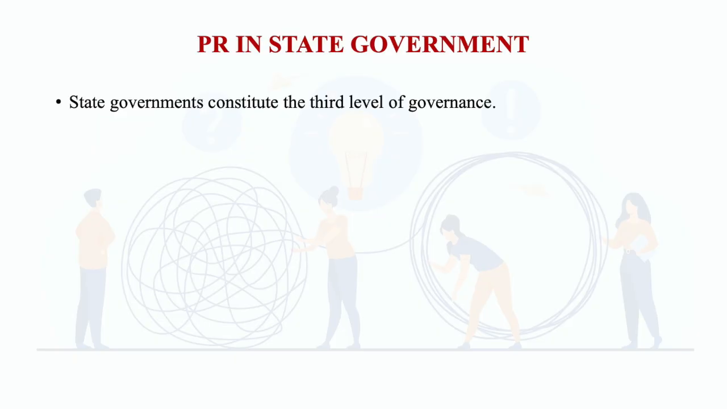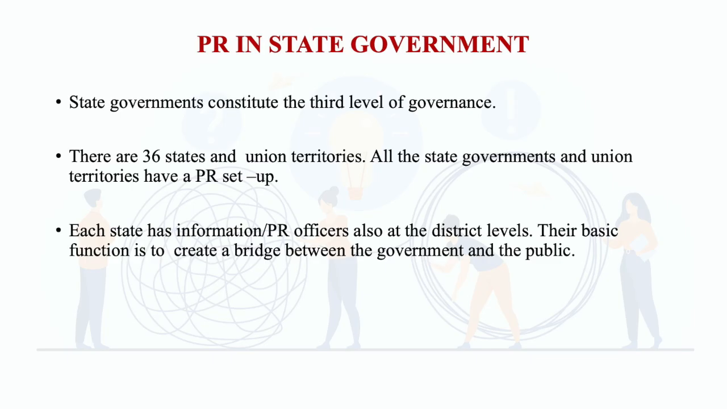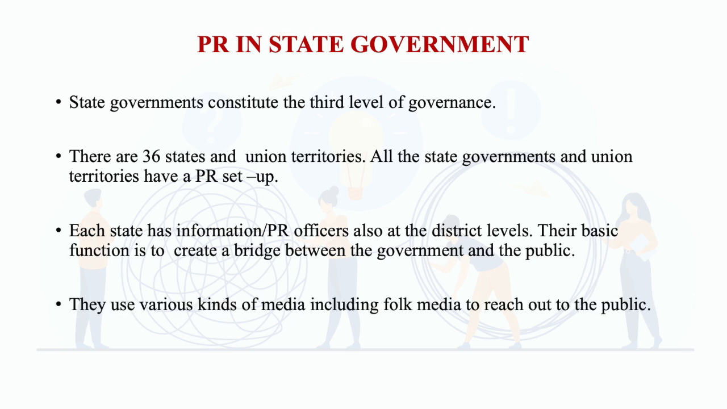Then public relations, state government. State governments constitute the third level of governance. There are 36 states and union territories in India. All these state governments and union territories have a PR setup, and generally it is headed by the Directorate of Public Relations, and they have information PR officers, also at the district level. The basic function of state PR is to create a bridge between the government and the public. They use various kinds of media, including folk media, to reach out to the public.